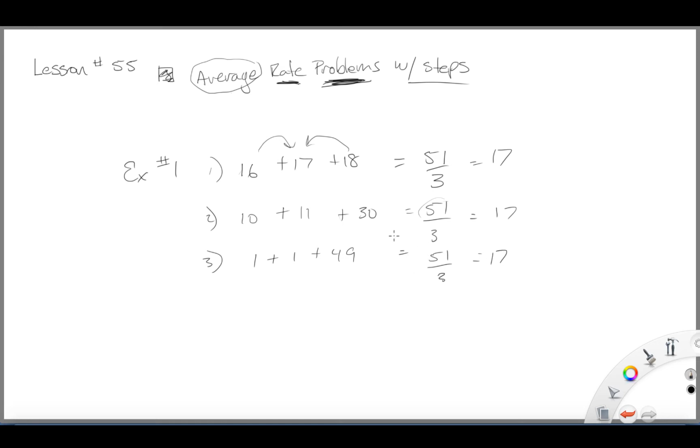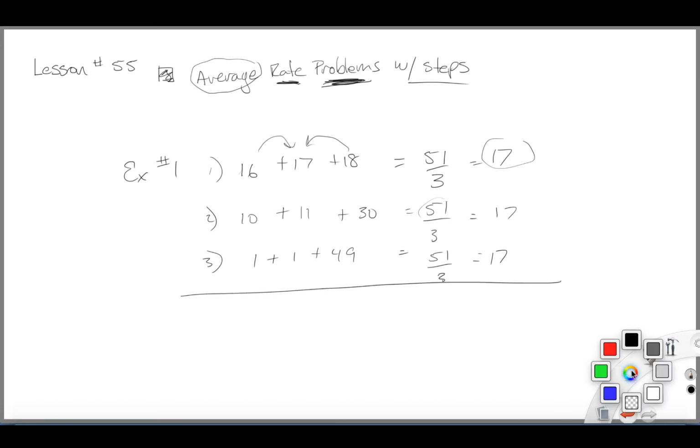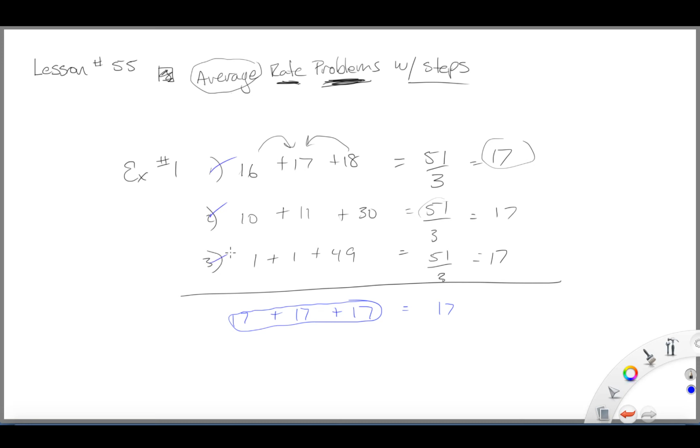Anyway, so what do we do? Here's something that we do know. If the average is 17, then we know that 17 plus 17 plus 17 gives an average of 17. This is guaranteed. All of the others are hypotheticals. So how do we know what the numbers are? Well, we're not told any of those things.